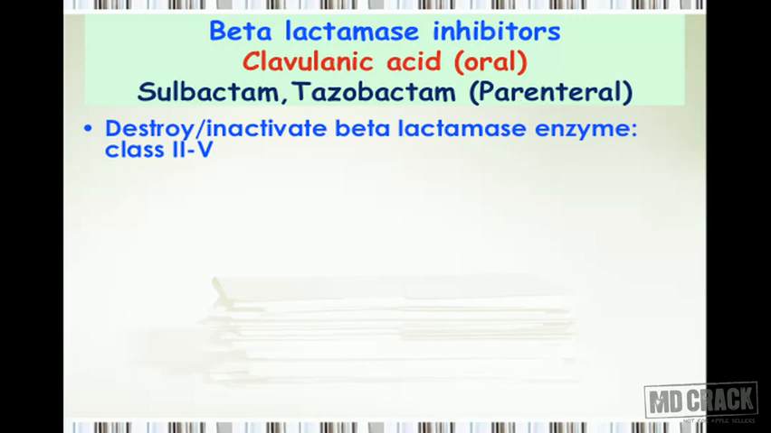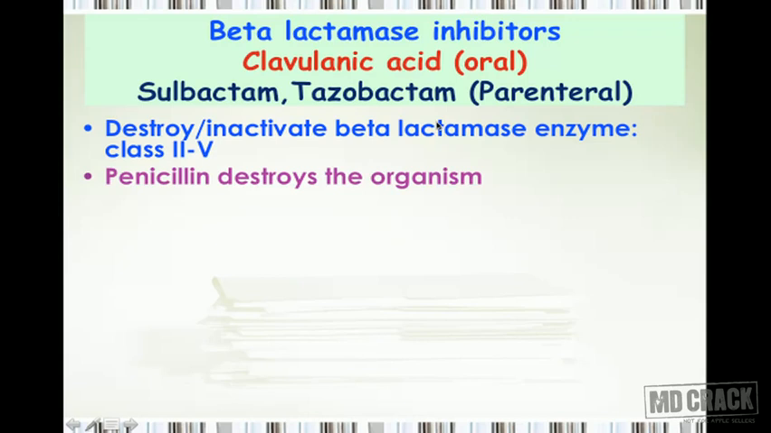What are these drugs? They destroy or inactivate beta-lactamase enzyme of class 2, 3, 4 and 5. From class 2 to 4, they destroy or inactivate the beta-lactamase enzyme from these classes. The penicillin will destroy the organism. So when you give a penicillin and a beta-lactamase inhibitor, the beta-lactamase inhibitor is going to destroy or inactivate the beta-lactamase enzyme. It's like an organism is coming with a weapon and you cut the weapon. The weapon is the beta-lactamase enzyme, and your beta-lactamase inhibitors are going to cut the weapon. So the organism remains without the weapon. Now your penicillin can attack, and penicillin can kill the microorganism.